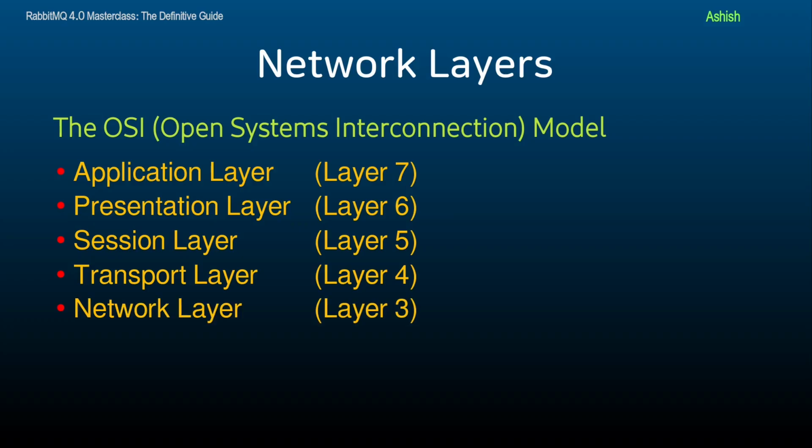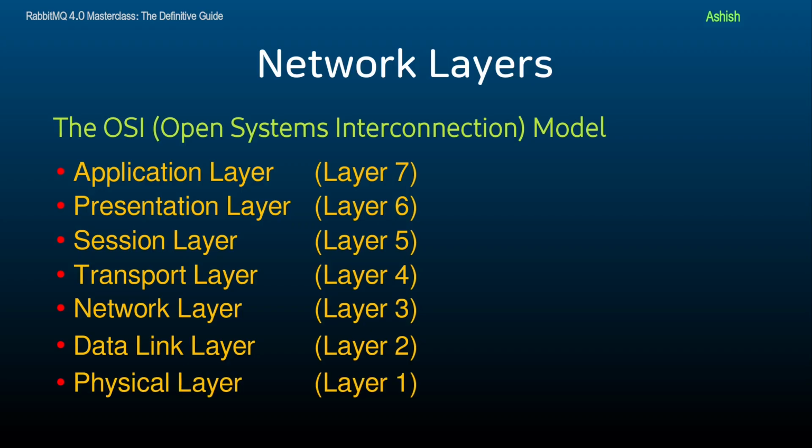Network layer handles routing and addressing, for example the IP address. Data link layer ensures error-free transfer over a physical link, for example Ethernet. And finally, the physical layer deals with the physical transmission of data over media, for example cables or radio waves.